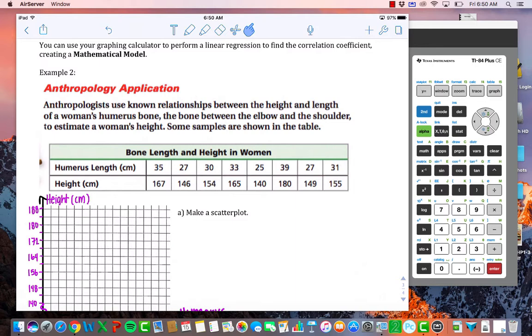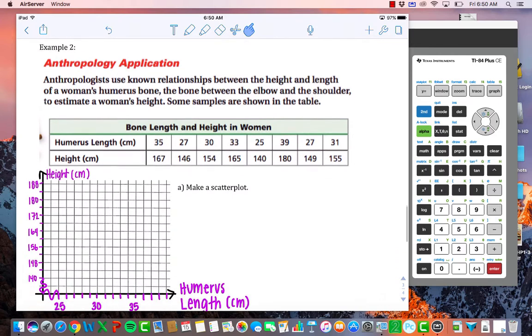So let's look at example 2. And we're going to do a lot more on our calculator this time. So anthropologists use known relationships between height and the length of a woman's humerus bone, the bone between the elbow and the shoulder, to estimate the woman's height. Some samples are shown in the table.